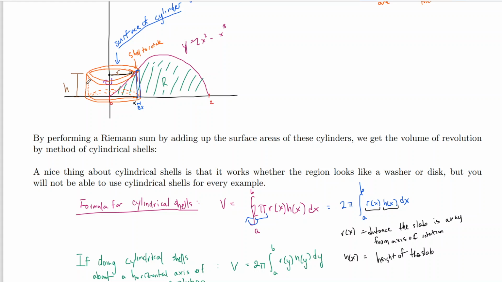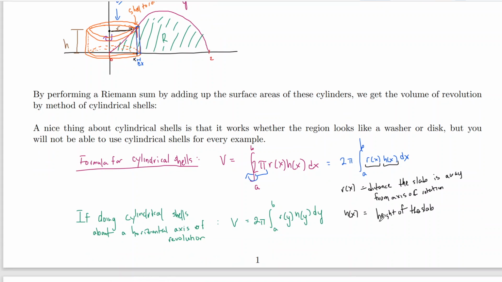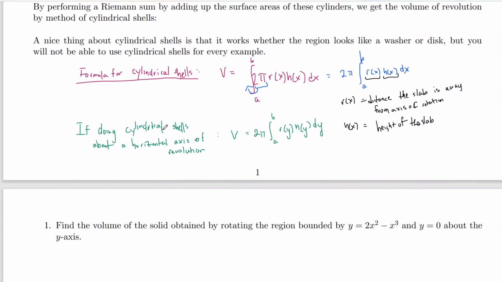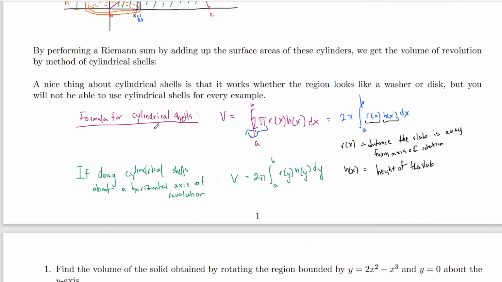And it also depends, are you doing cylindrical shells around a vertical axis? So are the cylinders vertical like this? If you rotate around a horizontal axis, then you can imagine that the cylinders will be horizontal. And so you just have to take this idea of what they're representing. This is why drawing a picture is so important. All right, so with that, we'll go ahead and actually do our perfect setup problem here.